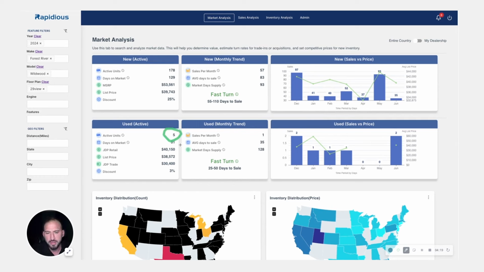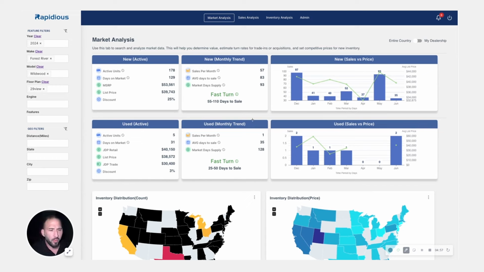There's currently 5, with the average days of sale of 31. We are bringing in JD Power data on most of these units in the entire country. We've got just over 70% coverage. When you're looking at JD Power data, you can actually see what's the average price compared to what JD Power says the price should be. So in this particular circumstance, the average price is $38,572, although JD Power suggests them to be at $40,150. So we've got a total of 3% discount from JD Power suggested retail to what dealers are actually listing them for.